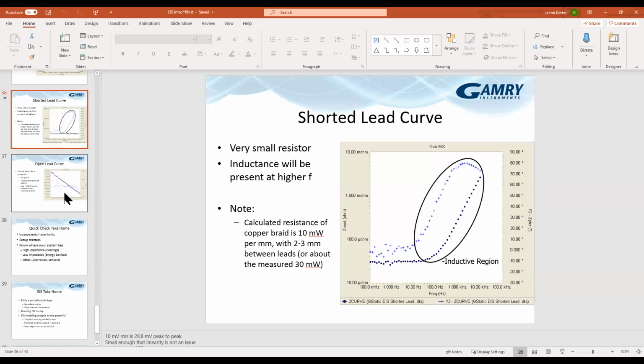Ideally, you want to sit at open circuit and make sure that everything has come and stabilized nicely for you before you begin your measurement, but that's not always possible, I realize.